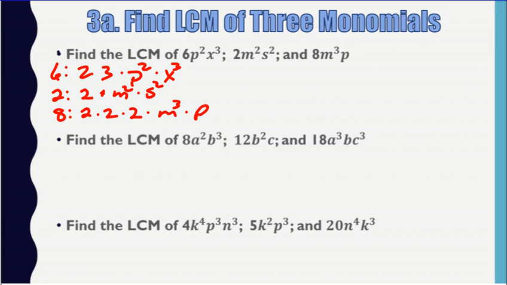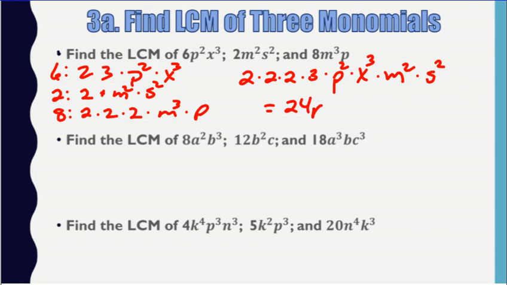Again, we got to use all the factors the greatest amount of times, so I got a 2. 2 is being used 3 times, so I have to have 3 2's in my answer. I got a 3 being used once. I got a p being used twice. I got an x used 3 times. I have an m 2 times, and I have an s 2 times. So if I put them all together, that gives me 8 times 3, which is 24, p squared, x cubed, m squared, s squared.